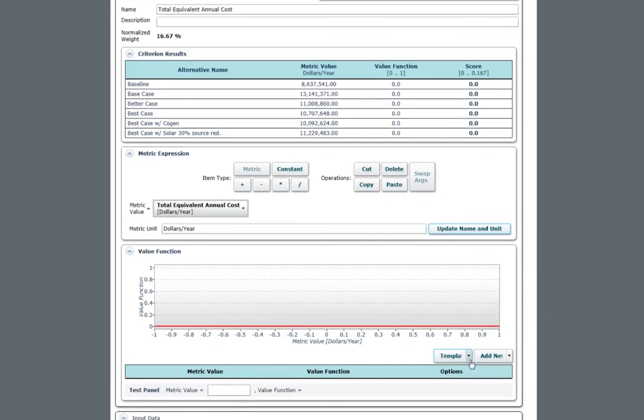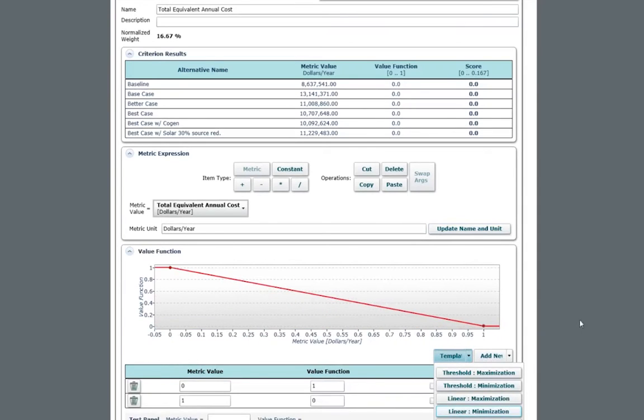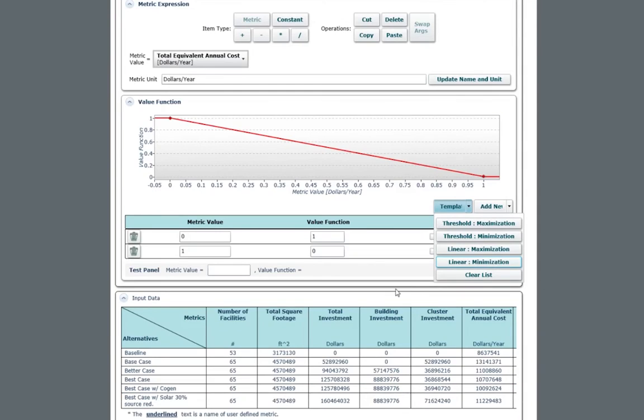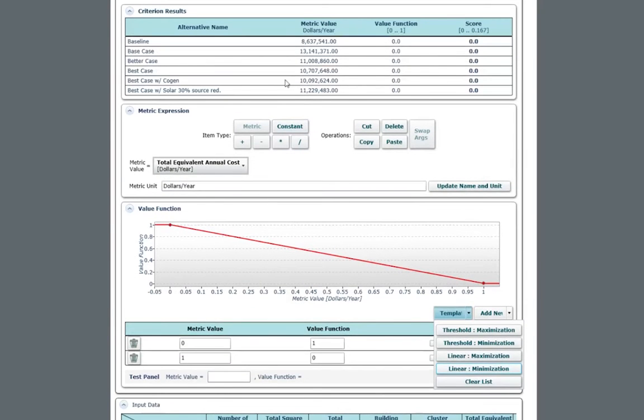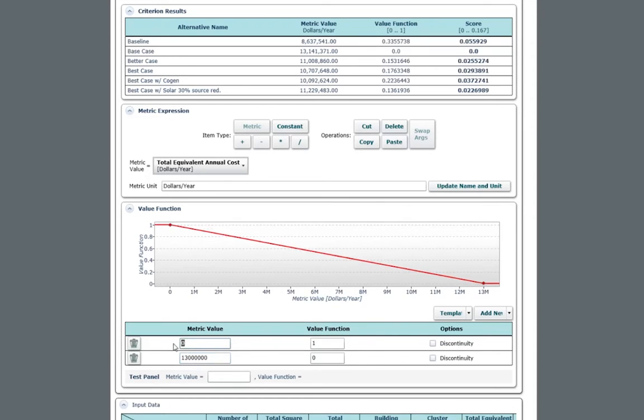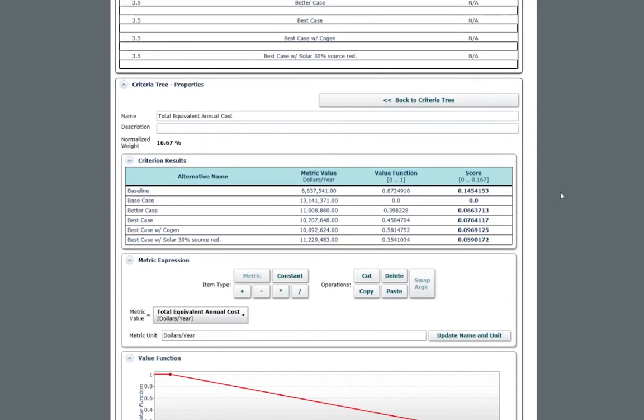Okay, minimization template. And our values here were, if we go back and remember, we'd like to reduce our payments below what we did in the baseline, but we really don't want to go over what we would have been. So our worst case is at 13 million dollars per year, and 8 million. Okay, so that's our total equivalent annual cost.